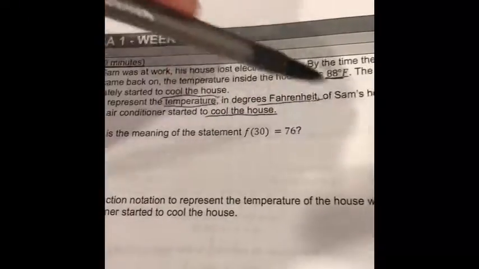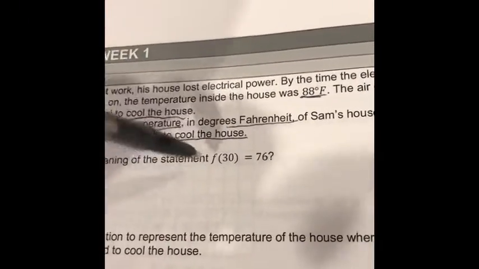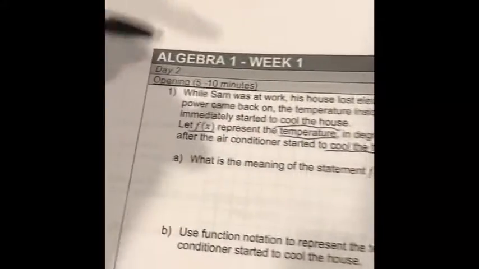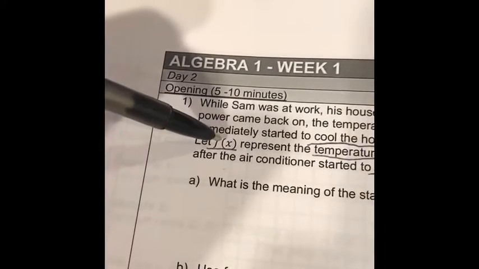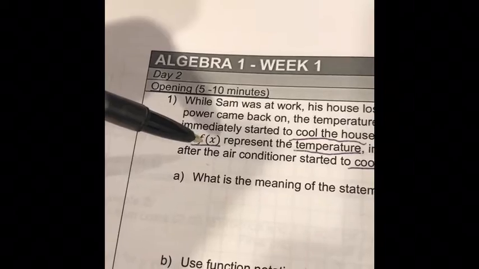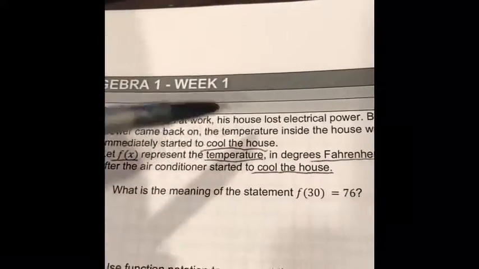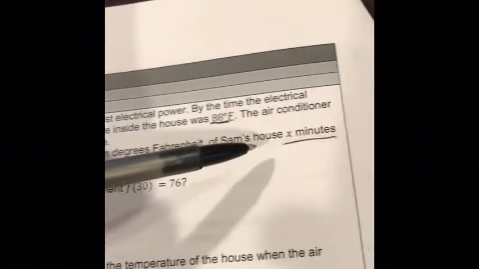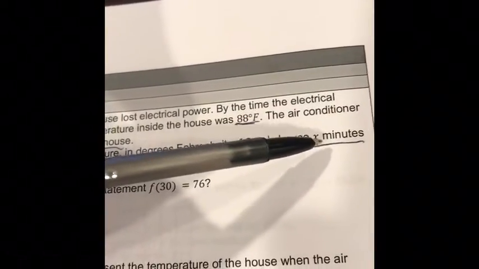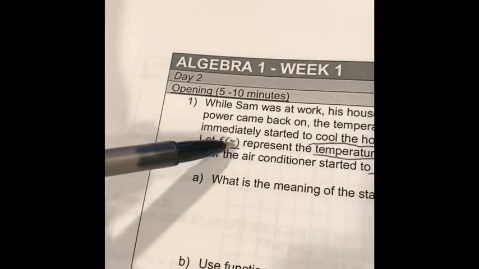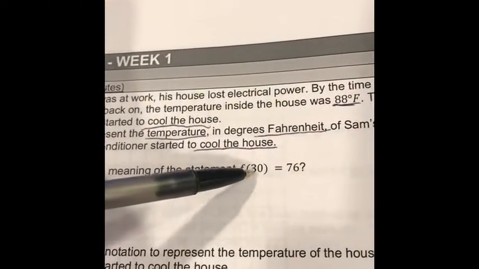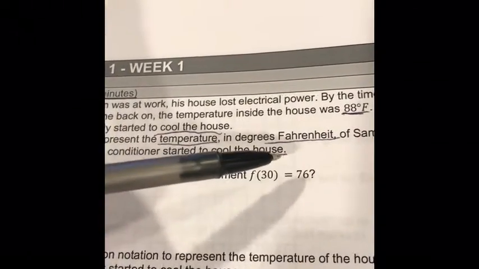All right, so now this might look like a bunch of nonsense. We got f, we got 30, we got parentheses. I want you to think again. So it's f of x. This means function of x, meaning a relationship between two things. It's a relationship between the temperature and the minutes. X is the minutes, right? So think of x as what's inside the parentheses. So here, what's inside the parentheses, and what does it equal?